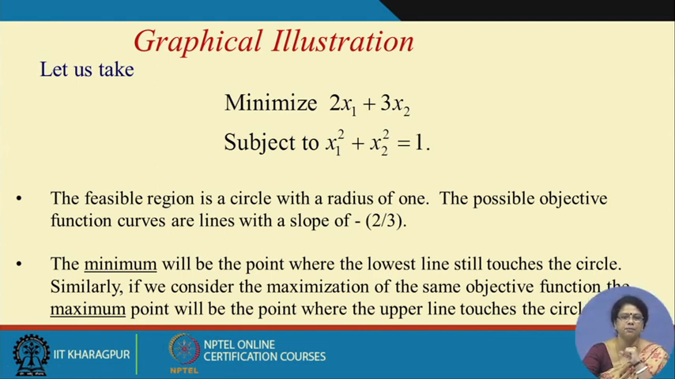And what is the maximum? The line is moving through the space and it will touch the point beyond which I would be out of the feasible space. What does it mean?